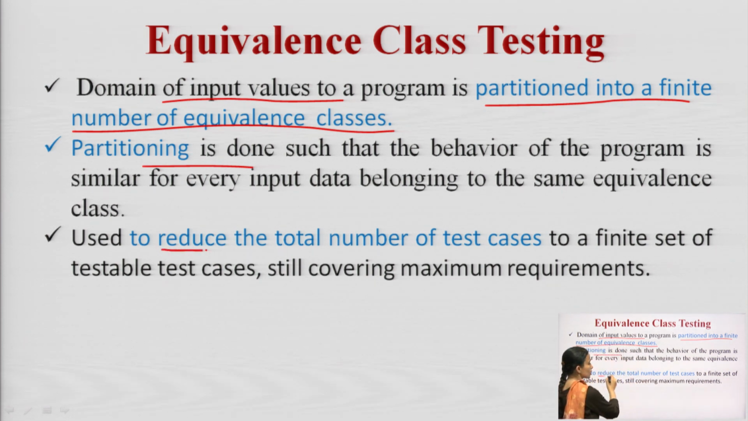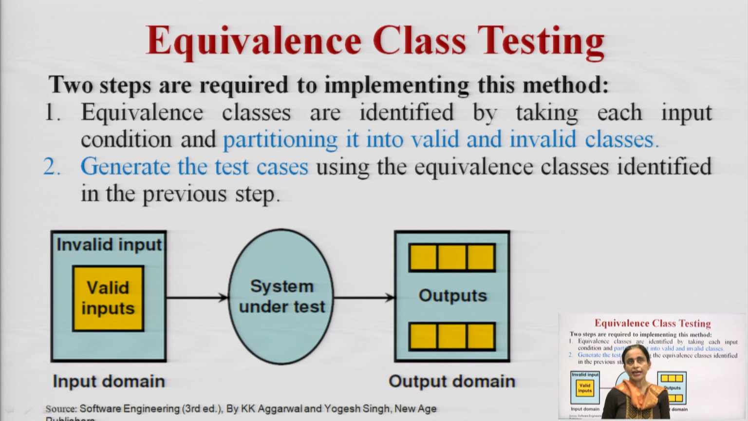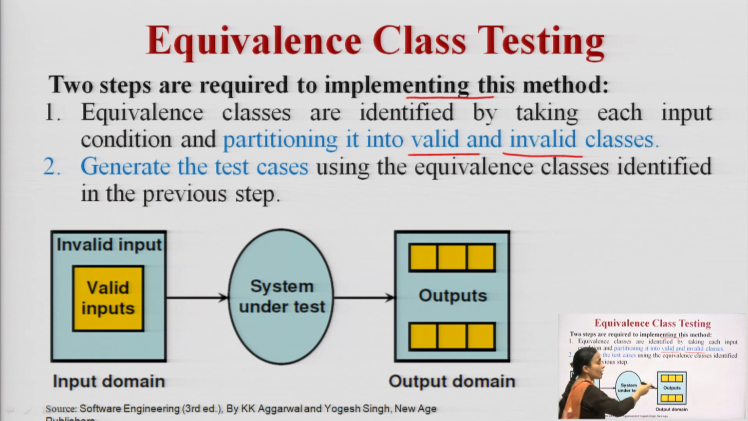It is used to reduce the total number of test cases to a finite set of test cases, so that they all can be tested and the maximum requirements are covered. Two steps are required to implement this method. First, the equivalence classes are identified by taking each input partition and dividing it into valid and invalid classes. The next task is to generate the test cases using the equivalence classes identified in the first step.